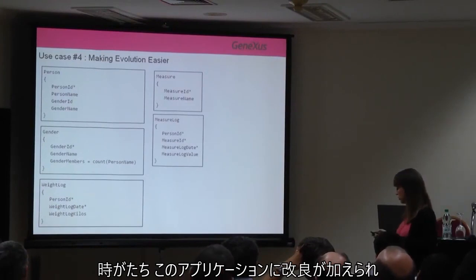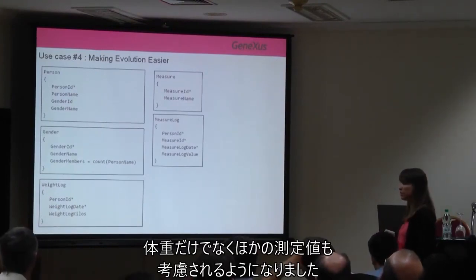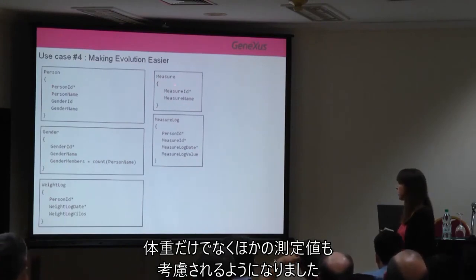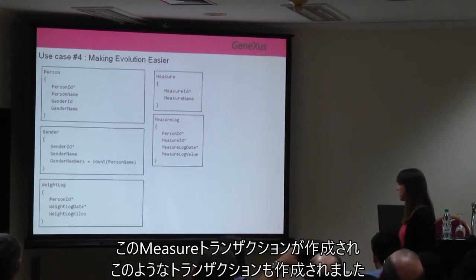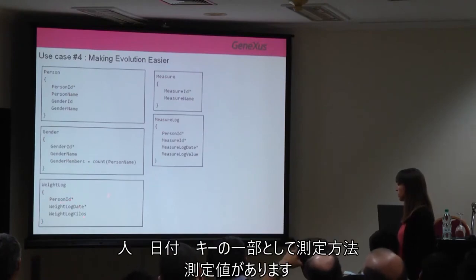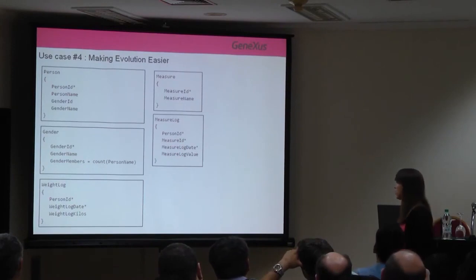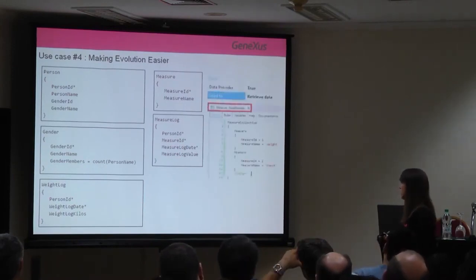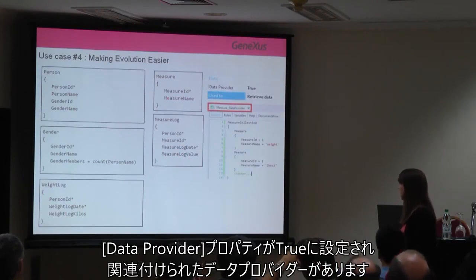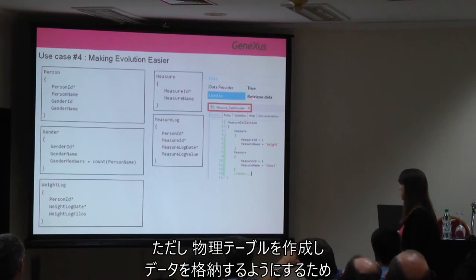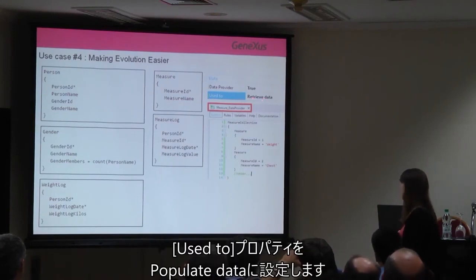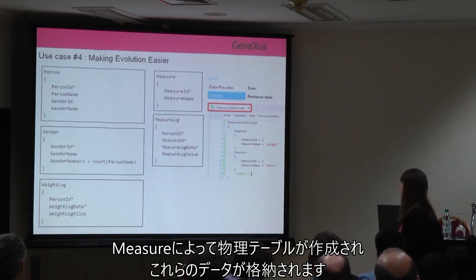Now, as time went by, this application was further developed and other measurements were considered and not only weights. So this transaction of measures was created, which is almost like this one. Here we have the person, the date, and the weight, and here the person, the date, the measurement as part of the key, and the value of the measurement. So we see that measures are to be assigned with an associated data provider, and here I can choose populate data with a physical table, so measure is created as a physical table, and these data are stored.